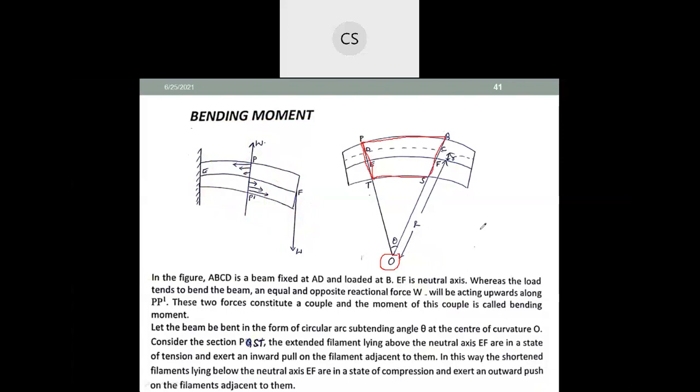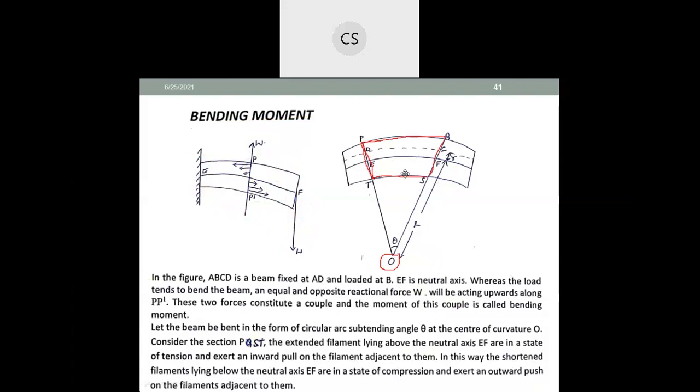P, Q, S, T. Let us consider a section. EF is the neutral axis, that is central. Above this there is an extension, below this there is a compression.